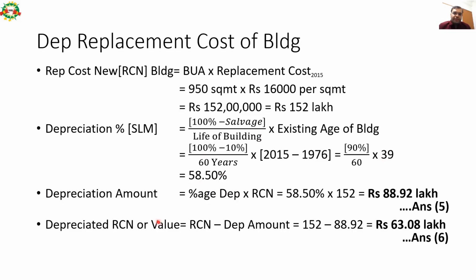58.50%. So depreciation amount is percentage depreciation into RCN 152. So this is the amount of depreciation. Depreciation is 88.92 lakh rupees. This is answer number 5. And depreciated replacement cost new is equal to total RCN minus depreciation amount. So it gives us depreciated RCN of 63.08 lakh, which is answer number 6.